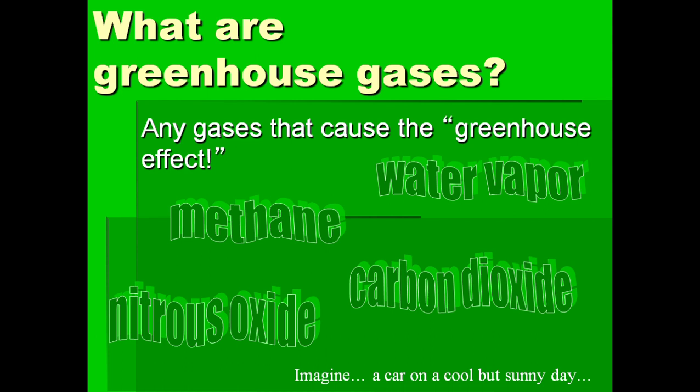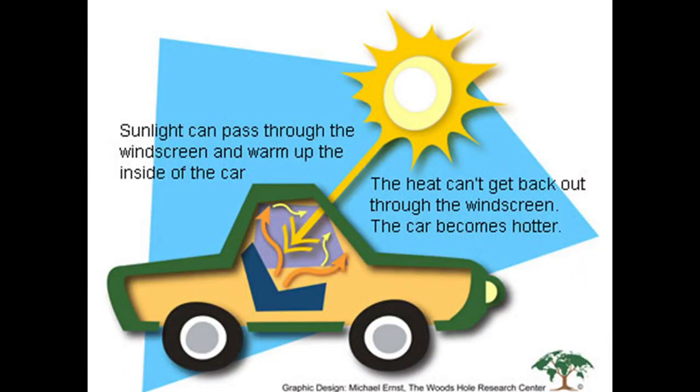Imagine a car on a cool but sunny day. There are many gases which we use in the greenhouse, like methane, nitrous oxide, carbon dioxide, water vapor. Yes, so there are many gases which we use.